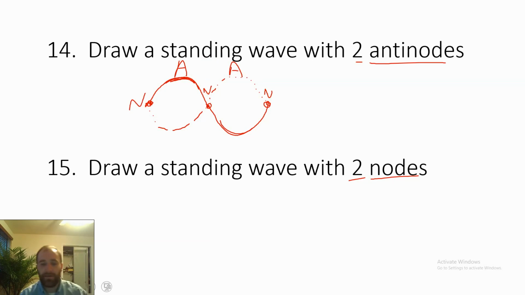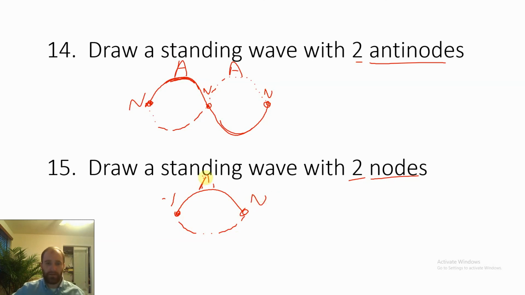All right, draw a standing wave with 2 nodes. I like starting out with the node. So we're going to go up, and then we're going to hit our second node, and that's it. That's the number of nodes that I told you to do. So this one's going to go like that, and there we go. 2 nodes. Node, node, antinode.